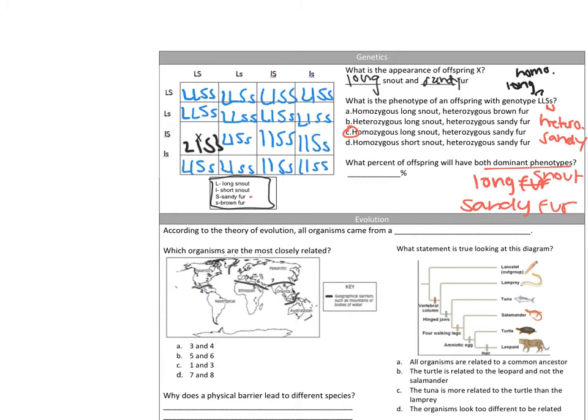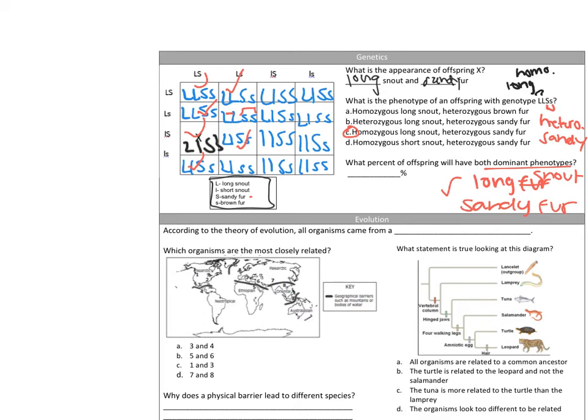All right, guys, I went ahead and crossed those. I'm going to make a key. So we have 16 children here. Whenever I find one with a long snout and sandy fur, I'm just going to put a check mark in that box to keep it all straight. So it looks like this one is good. This one's good. This one's good. Here, this one would not be good. While it would have a long snout, it would have brown fur because we have little s. So that one's not going to be good.